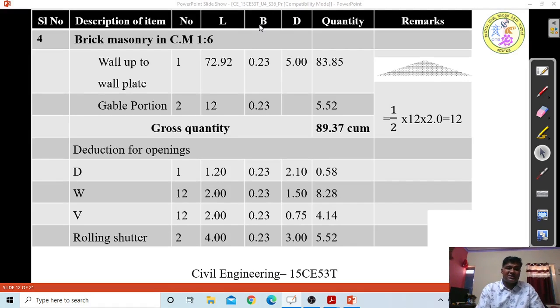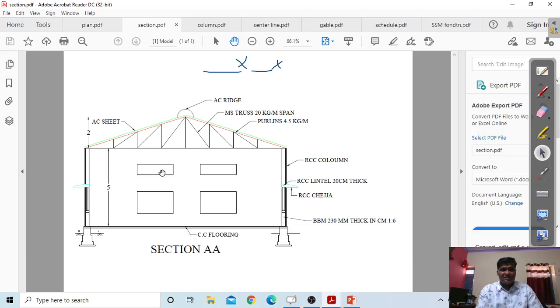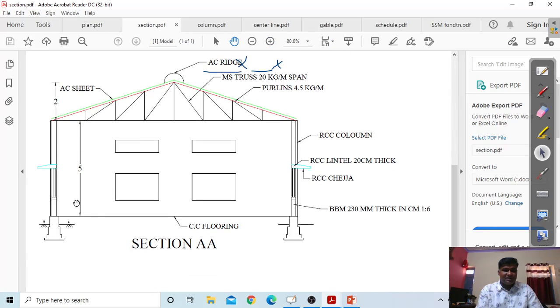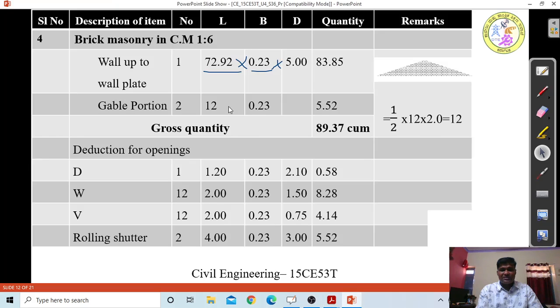So next is brick masonry in cement mortar 1:6. Again, I am going to consider the center line length, that is 72.92 meters, multiplied by the width of the wall, that is 0.23 meters, multiplied by the depth. It is evident from the section that the depth is 5 meters. So 5 meters will give me 83.85 cubic meters of masonry.